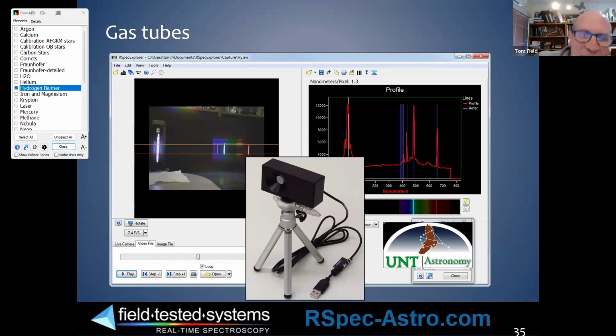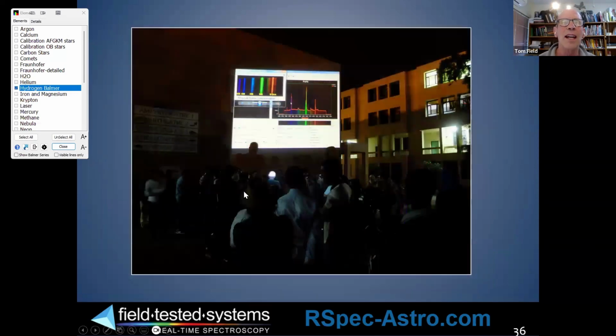We have thousands of these out in the field. All the Ivy League schools have them, and homeschoolers. I mean, just all sorts of people are using these things. Okay, here's a star party in France, and you wouldn't want to do this in a dark sky site, but here's a gas tube with its emission spectra they're showing. I just think it's fun to see that you can do this thing outdoors.